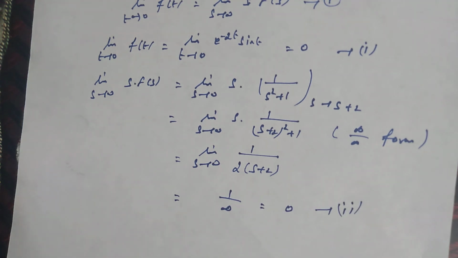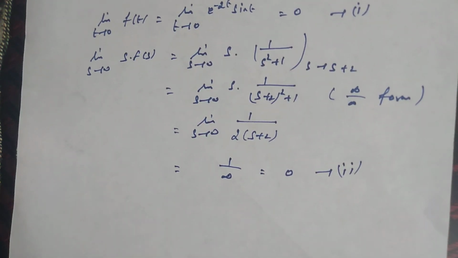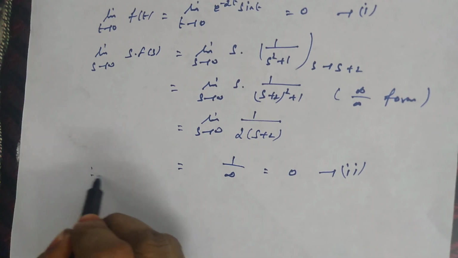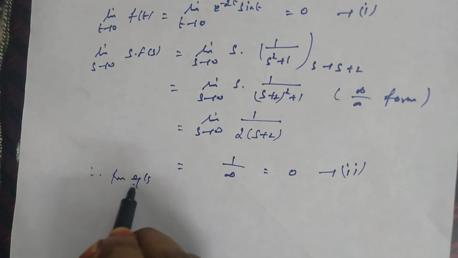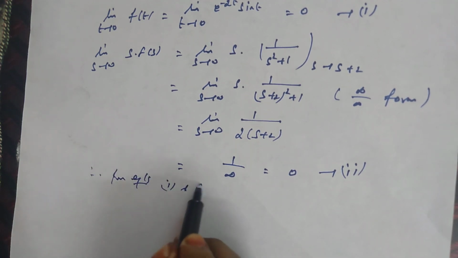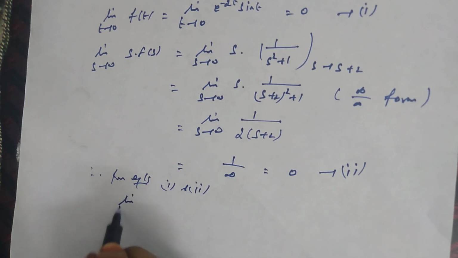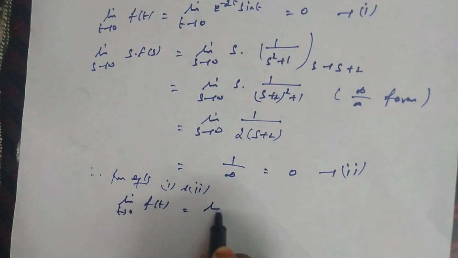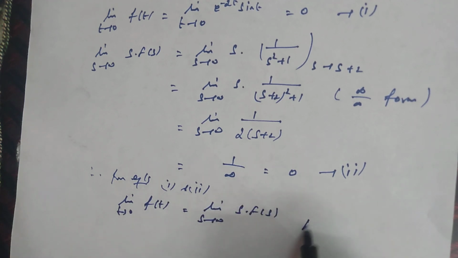From equations 1 and 2, in both the equations we got the answer 0. Therefore, from equations 1 and 2, initial value theorem, limit t tends to 0, f of t equal to limit s tends to infinity, s into f of s is verified. This is the way we have to do the problem under initial value theorem.